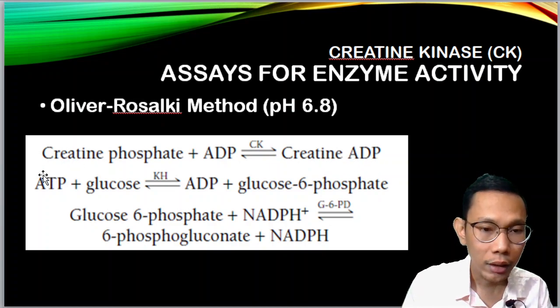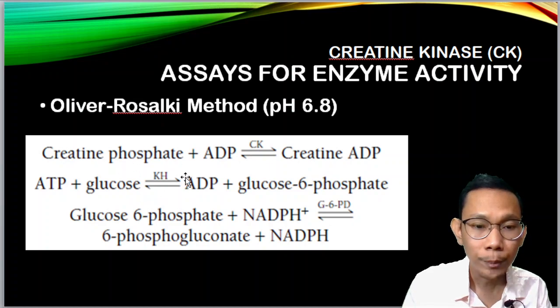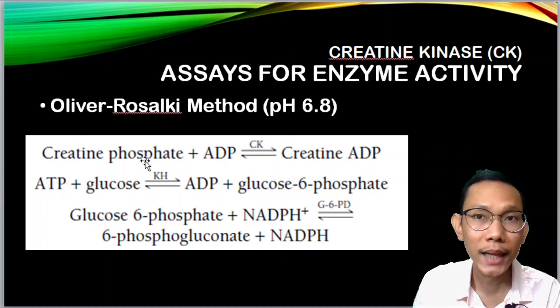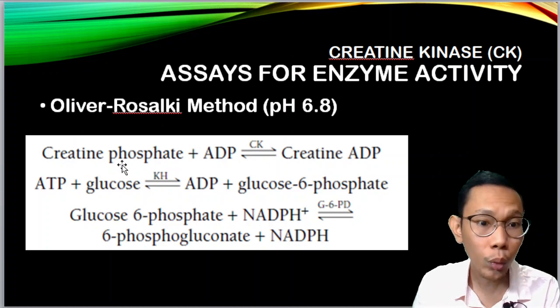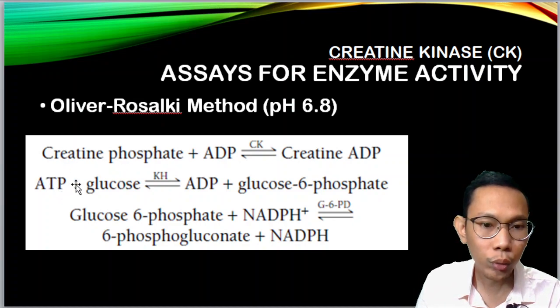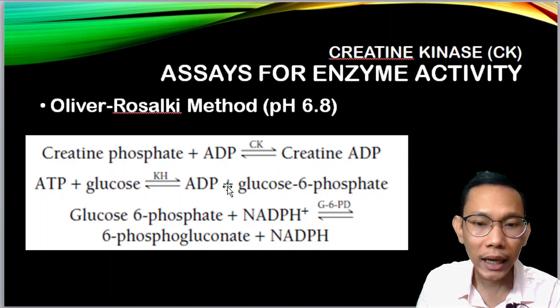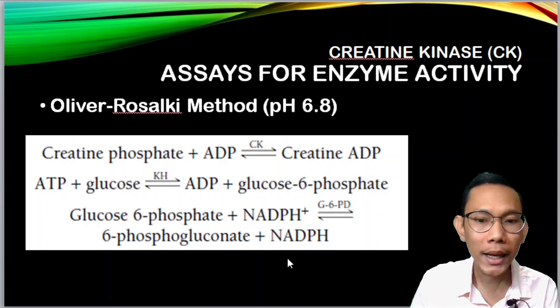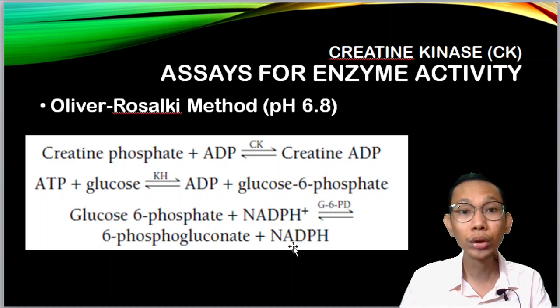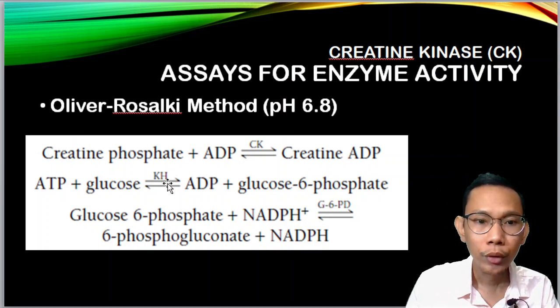Then the ATP plus glucose, by the action of hexokinase. Again, hexokinase, kinase again, involves a phosphate group; hexose refers to glucose. So you transfer one phosphate to glucose, and what results is ADP and glucose 6-phosphate. The glucose 6-phosphate is then added to oxidized nicotinamide adenine dinucleotide phosphate. By the action of G6PD, it becomes 6-phosphogluconate plus reduced nicotinamide adenine dinucleotide phosphate. So this is the Oliver-Rosalki method, and this is the most common method being employed.